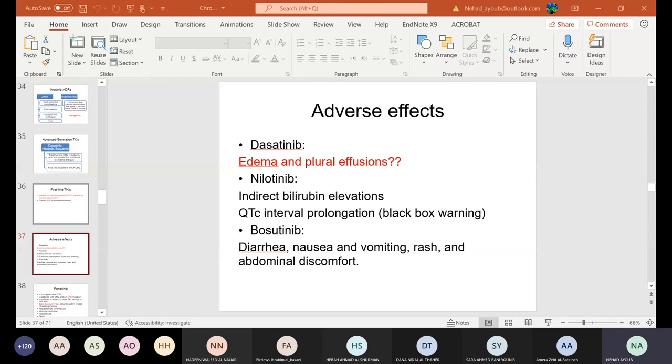What can happen with QT interval prolongation? It can cause ventricular tachyarrhythmia, and it can develop into ventricular fibrillation actually. This is fatal. That's why we say this is a black box warning. What does black box warning mean? Haven't you covered it this term? We say black box. What does it mean?